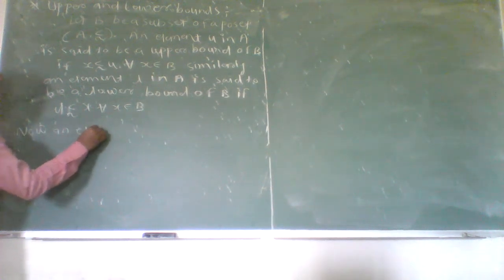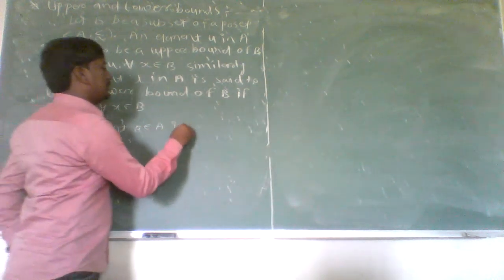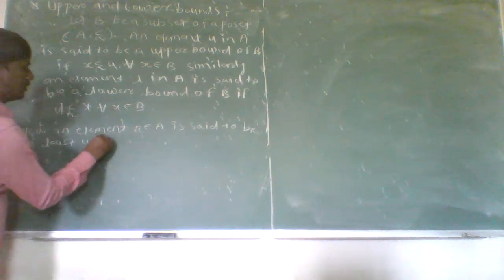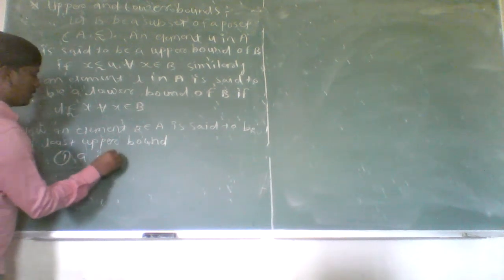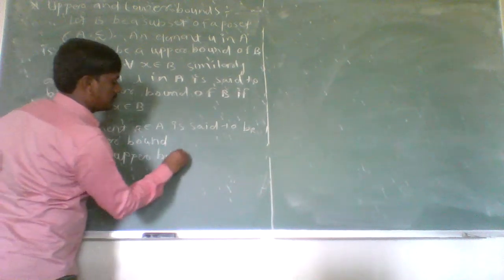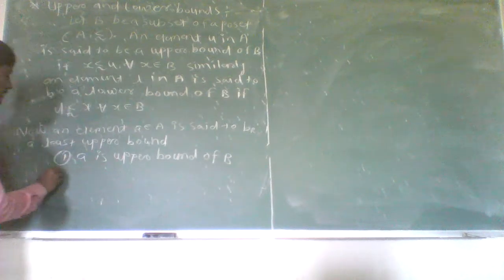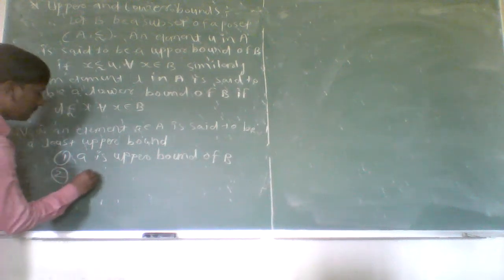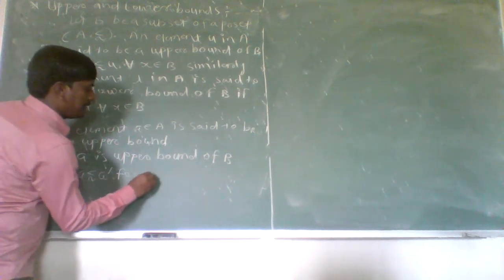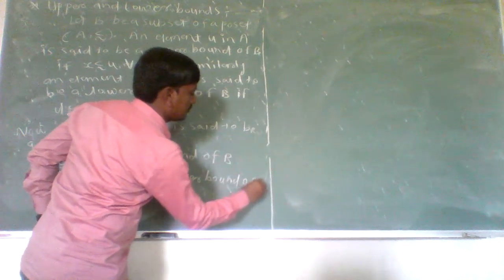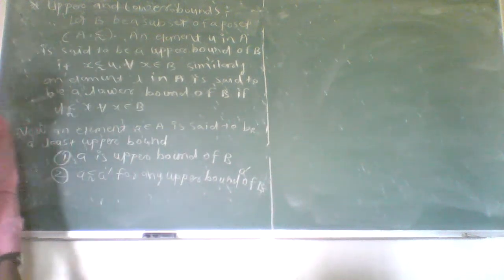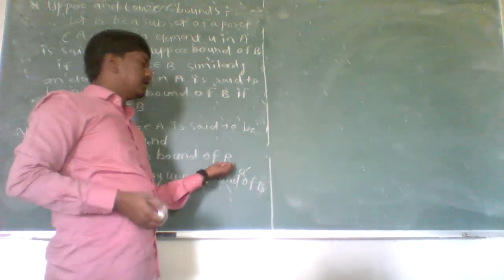An element A belonging to set A is said to be a least upper bound if it satisfies two properties. First, A is an upper bound of B, and second, if A dash is any upper bound of B, then A precedes A dash. That is, if we find the collection of upper bounds of the set B, then we have to take the least one belonging to that.